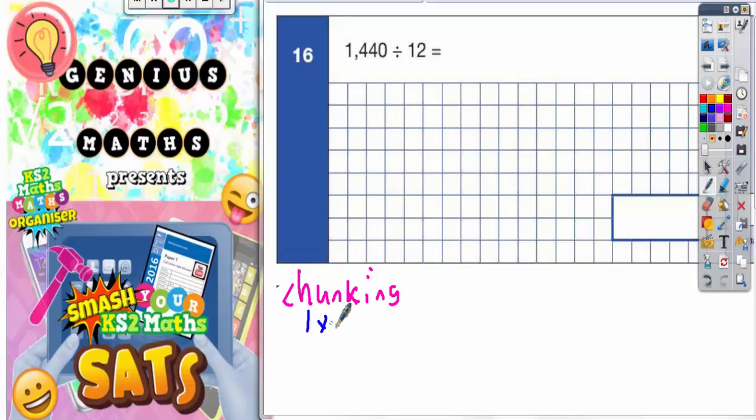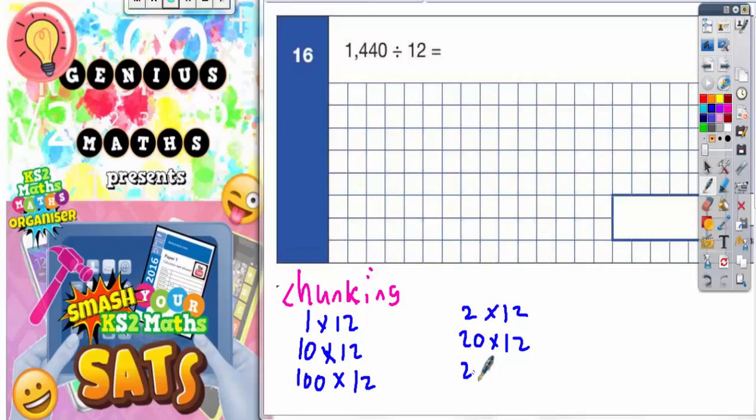So we could have 1 times 12, 10 times 12, 100 times 12. We could have 2 times 12. We could have 20 times 12. We could have 200 times 12. And we could have 5 times 12. So let's work out what those chunks are.